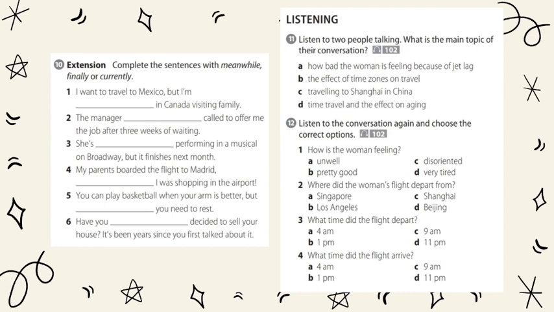Okay, so now we go to exercise number 10, and it says, complete the sentences with meanwhile, finally, or currently. So the first one, I want to travel to Mexico, but I'm currently in Canada visiting family. Number 2, the manager finally called to offer me the job after 3 weeks of waiting. Number 3, she's currently performing in a musical on Broadway, but it finishes next month.